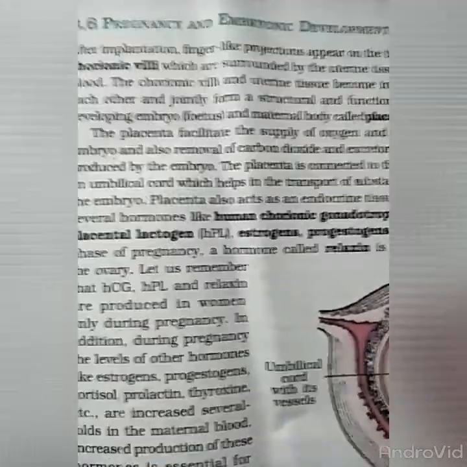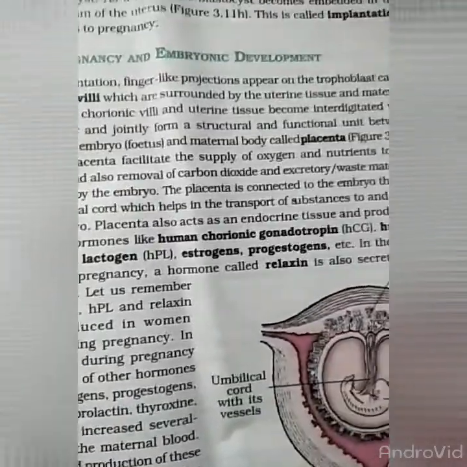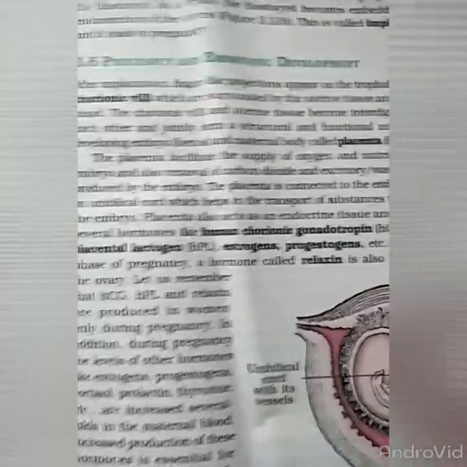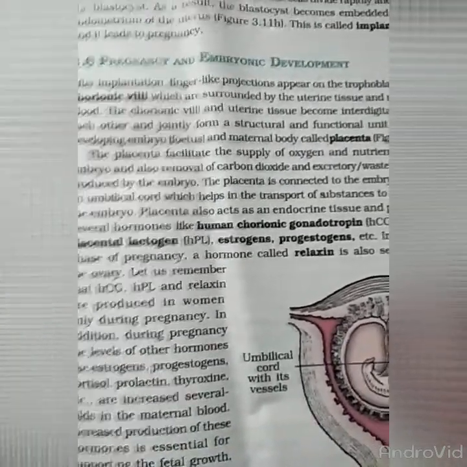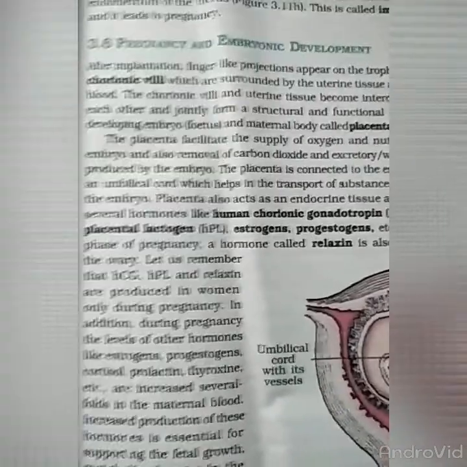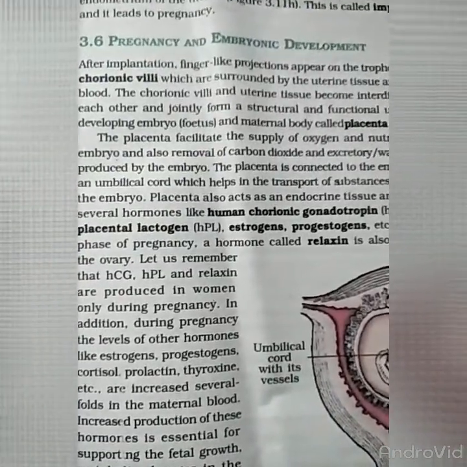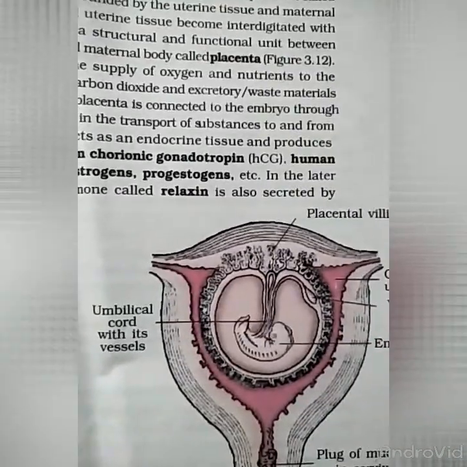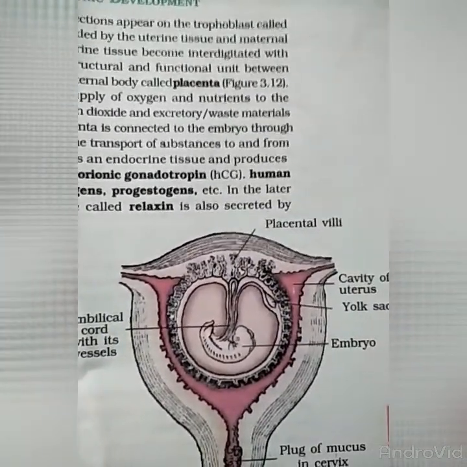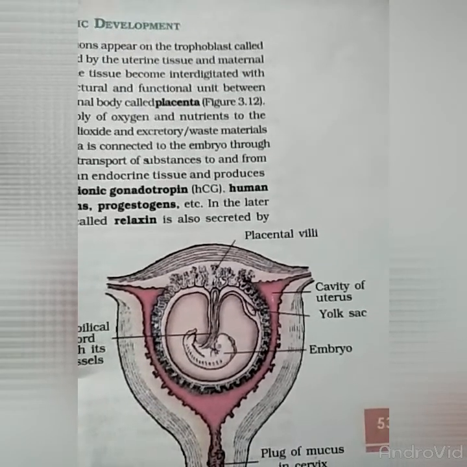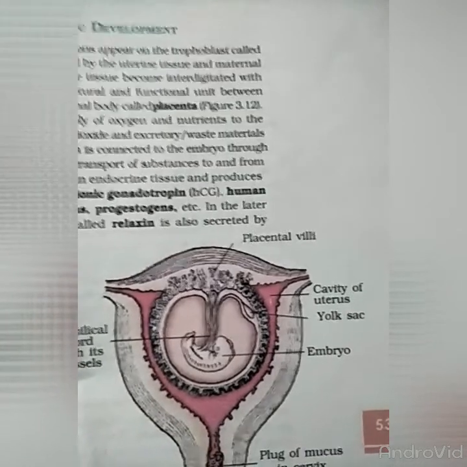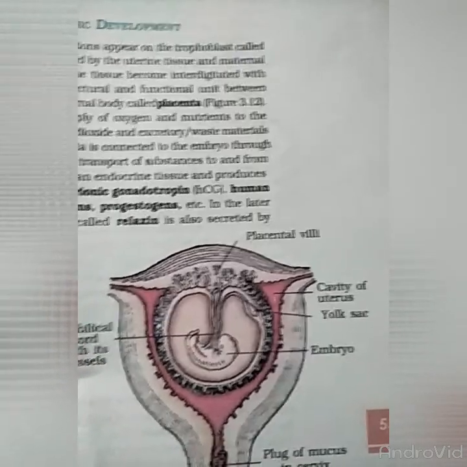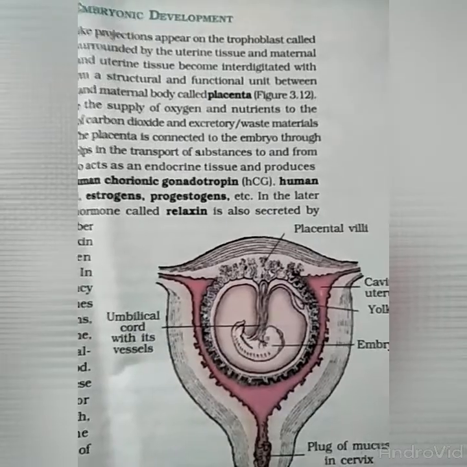So the placenta facilitates the supply of oxygen and nutrients. What is placenta? Write the function of placenta. This is a very important question. The placenta is connected to the embryo through an umbilical cord, which helps in the transport of substances. Like in a diagram, this is the umbilical cord with its vessels and this is the placenta. Placental villi and the cavity of the uterus, that is the embryo. It gets nourishment from the placenta with the help of the umbilical cord.